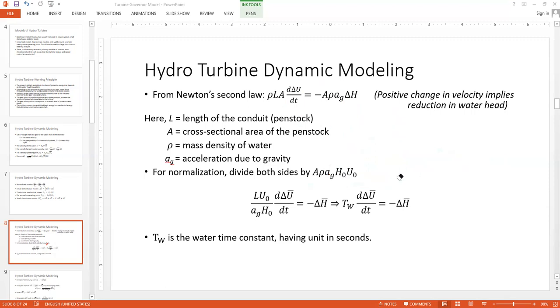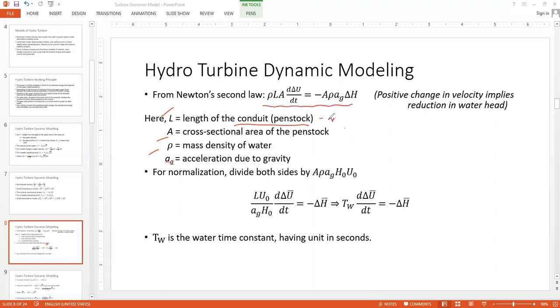So now let's continue. The difficult part is done. Then it's pretty simple. The remaining part is the explanation of the symbols. L is the length of the pipe or the conduit or the penstock, as I mentioned. A is the cross-sectional area. Rho is the mass density. And of course, all of them have their own units.